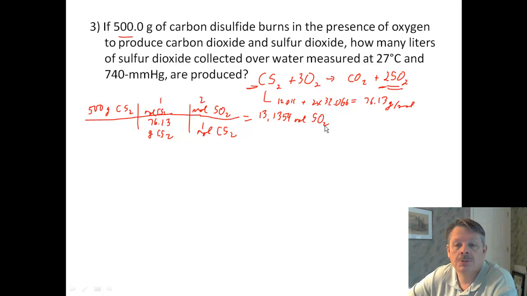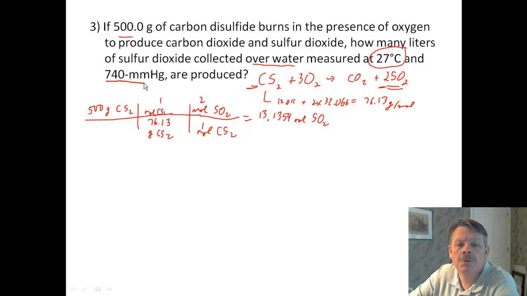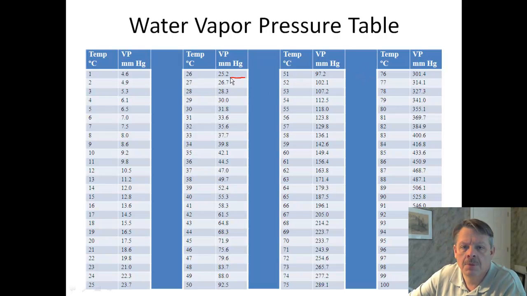All right, now what I have to do, I have to notice I'm at 27 degrees Celsius. And I'm over water. Oh gosh. So this pressure that I have of 740 millimeters of mercury includes the water. So let's see, I'm at 27 Celsius, so I have to figure out what my water vapor pressure is. I come over here and I look at my number, and it's 26.7 millimeters of mercury.